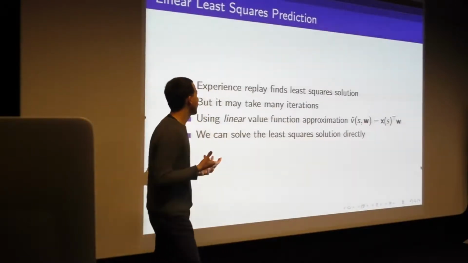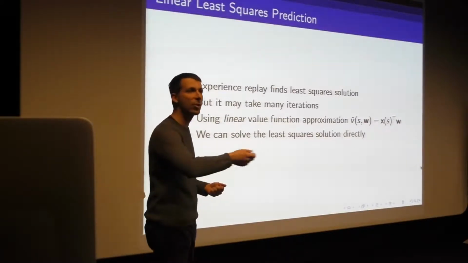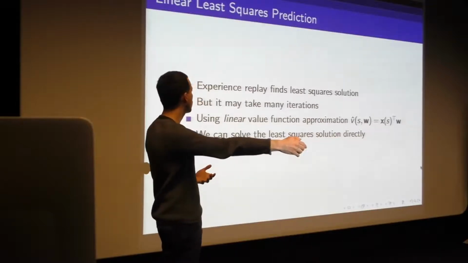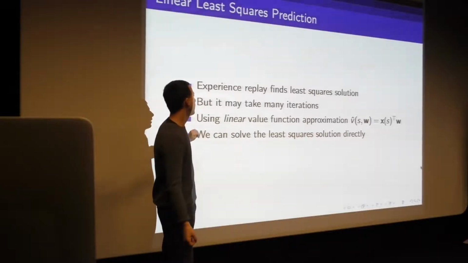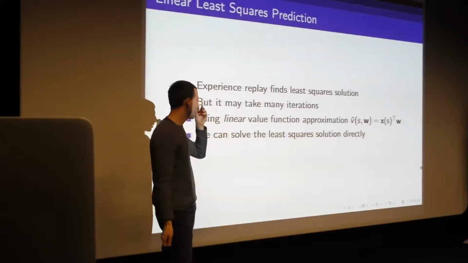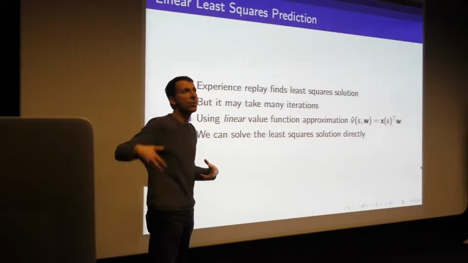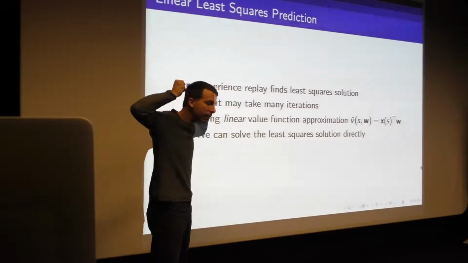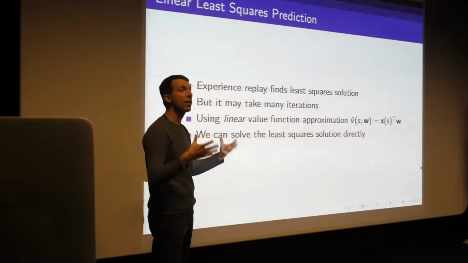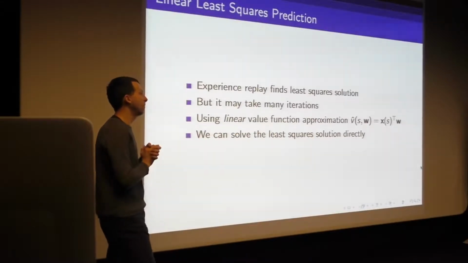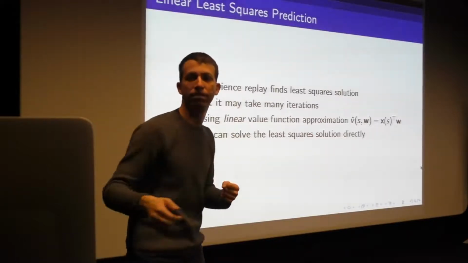So why should we care about this? We have this method of experience replay. It's very effective. It's incremental. It's anytime: you can do as much replay as you want, and you get closer and closer to the solution. But sometimes it can take many iterations to really get to that least squares solution. And if we really are using linear function approximation, then with more computation per iteration, you can do a little bit more in one step and jump all the way to the correct least squares solution, in closed form. So you can do your policy evaluation step in one jump.